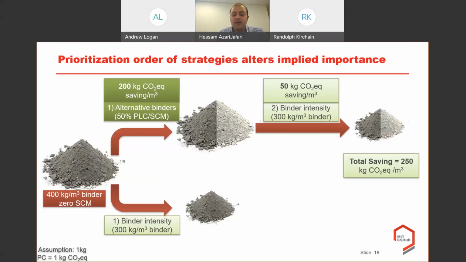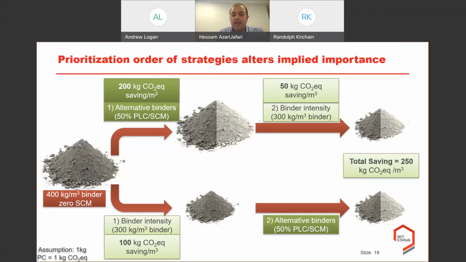On the other path, I would like to first implement binder intensity. So 400 will turn into 300, therefore we will have 100 kilogram savings, because we have removed 100 kilogram Portland cement. And in the second stage, when I'm implementing the alternative binders, in other words, 50% replacement of the available binder, which is around 300 kilogram in this example, I have saved 150 kilograms CO2.